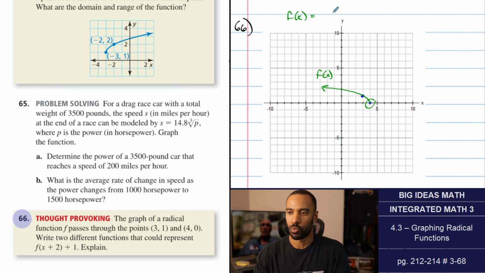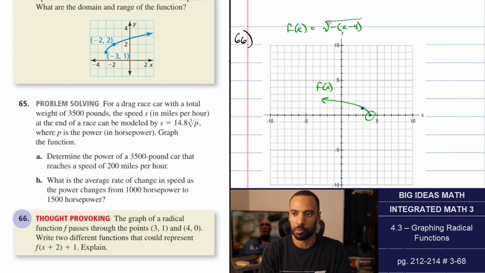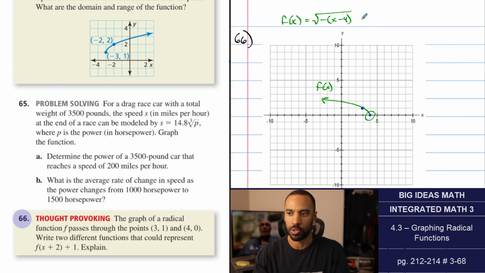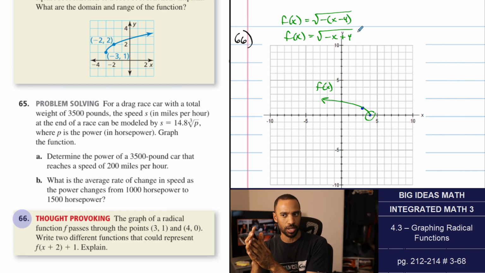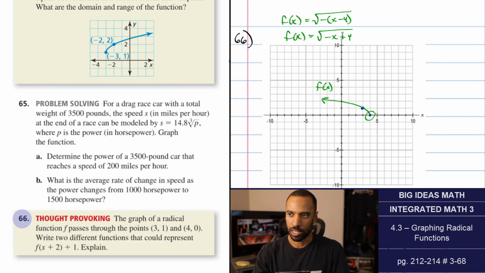So one version in green would be the square root of negative, and this would be x minus 4, like that. If you recall from some of the previous questions, we need to have the negative factored on the outside like that. You could distribute it, so that would be square root of negative x plus 4, but it's still 4 to the right. So that's one version.